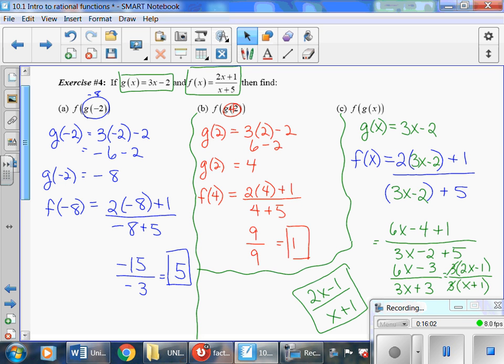Okay, we have two more quick examples to go over. So if you need a little bit more time, write down what you need to, pause it, and then meet me at exercise 5.